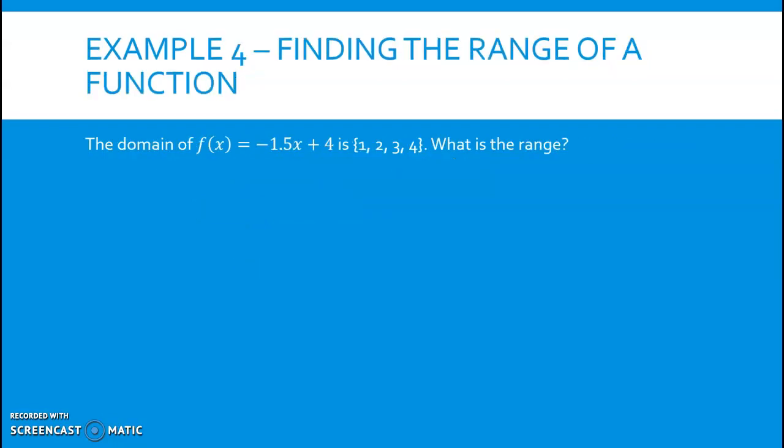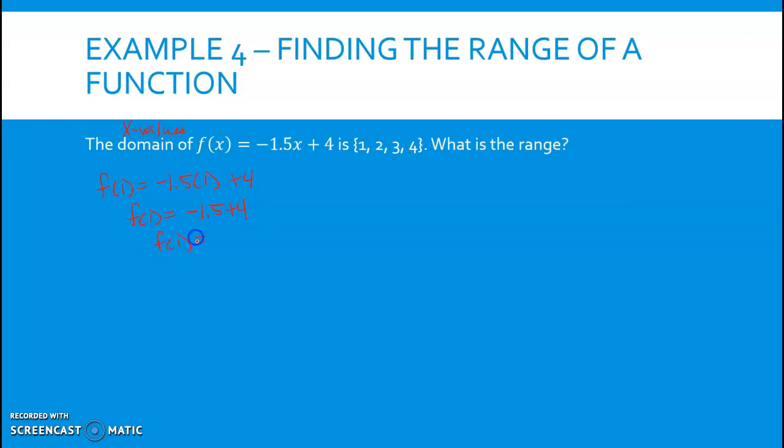Notice we're in function notation, f of x here. And it gives us our function, and it's also telling us our domain. So this is our domain. Remember, domain are x values. And it's asking for the range. And the way you find your range when you're given a list of your domain values is you just plug it in. So I'm going to do f of 1 equals negative 1.5 times 1 plus 4. So f of 1 equals negative 1.5 plus 4.